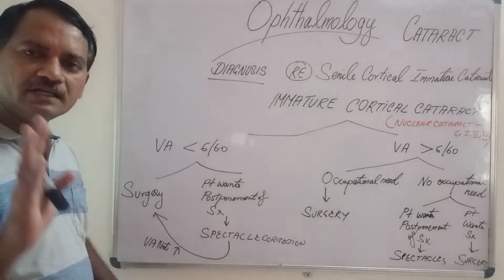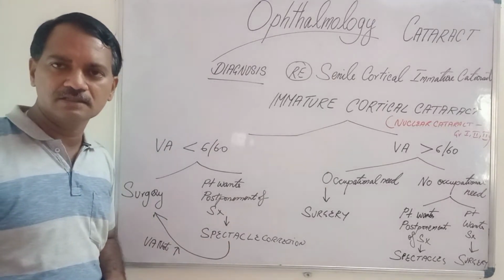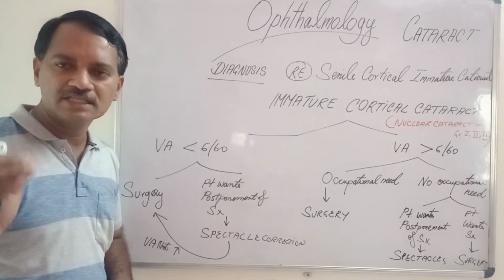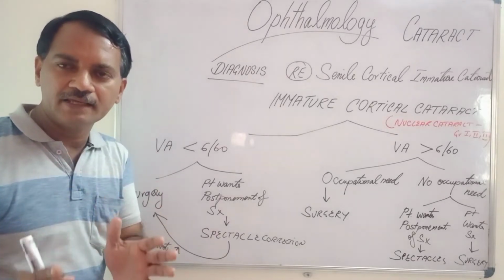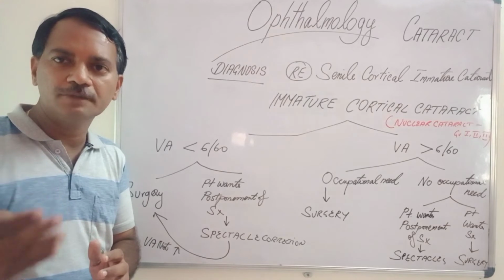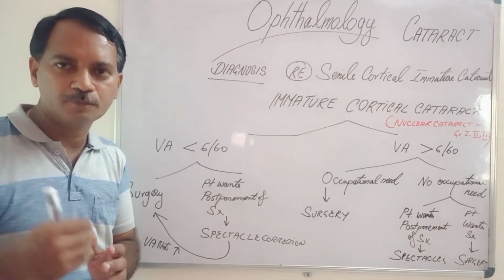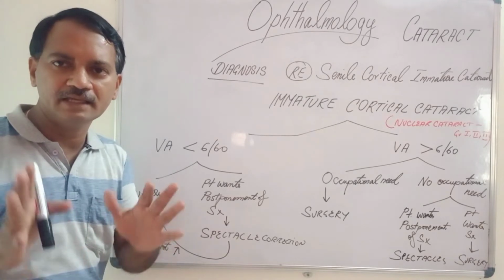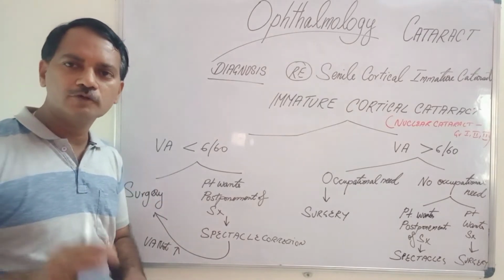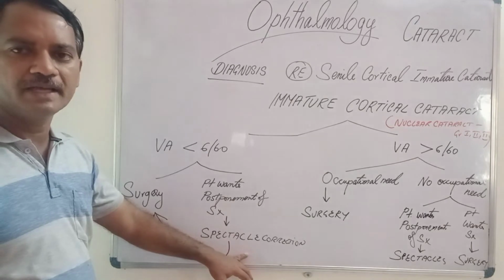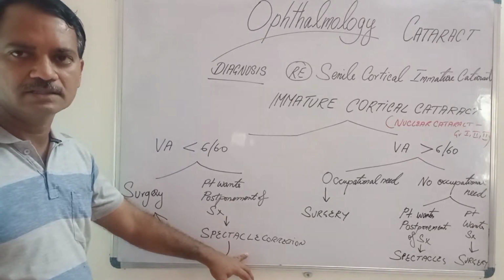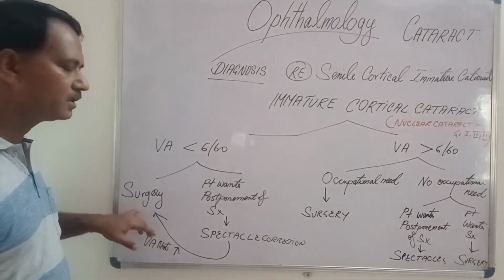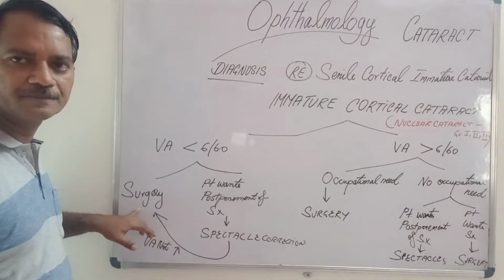If the vision improves with spectacle correction, then you can ask the patient to wear the spectacles for certain time, and you have to review the patient as often as possible so that the patient can undergo surgery at the earliest. Suppose you are trying with spectacle correction, patient does not improve with spectacles, then there is no other option. We have to plan for surgery in our patient.